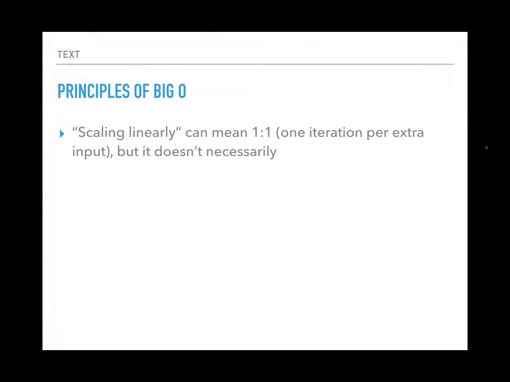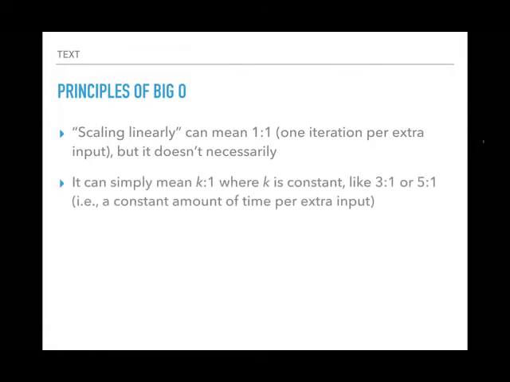So when something is scaling linearly, that doesn't necessarily mean that there's one iteration per extra input. It can simply mean that there is a constant number of extra iterations per input. So if I add one more element, there might be 3 extra operations that I have to do, or 5 extra operations, or even 100 extra operations. But the point is that it's a constant amount.